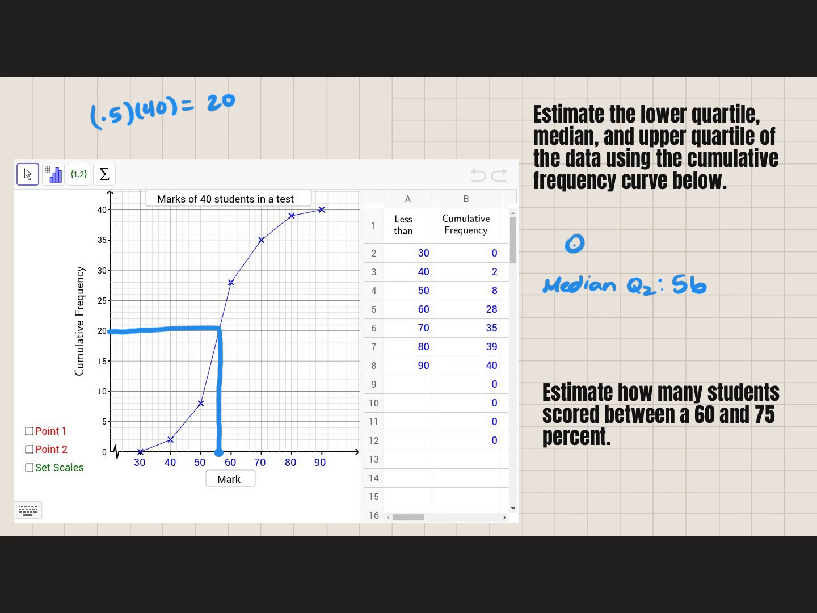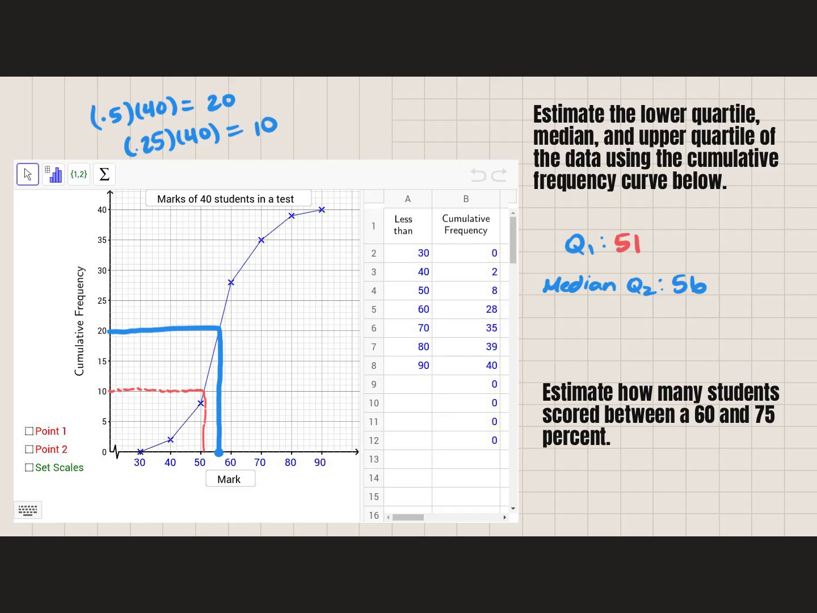For Q1, I'm going to do the same process, but Q1 is where 25% of the data falls beneath. So I'm going to go 0.25 times 40, which is going to give me 10. So I'm going to go to 10, drop straight down. It looks like that's hitting at about halfway in that box there, so probably around 51 points.